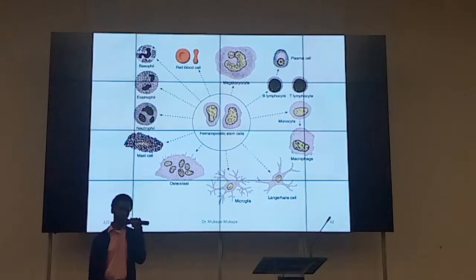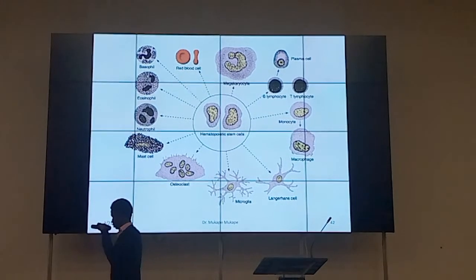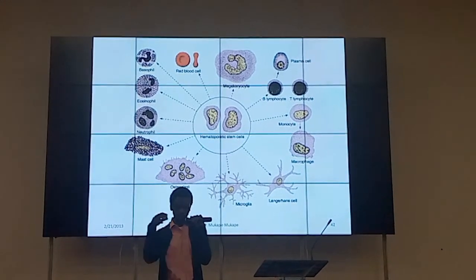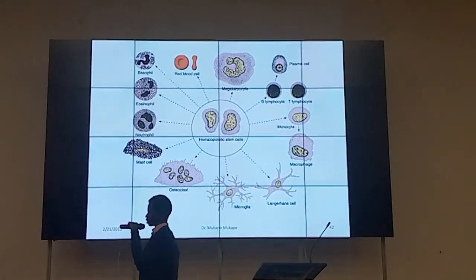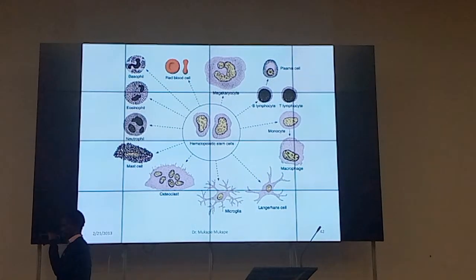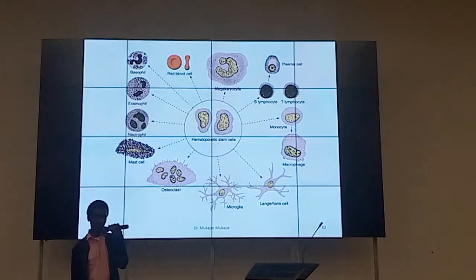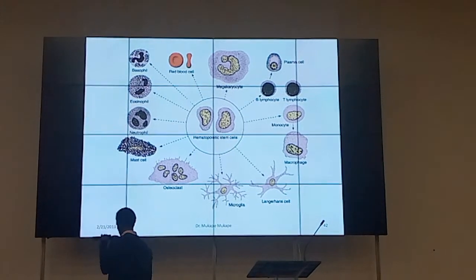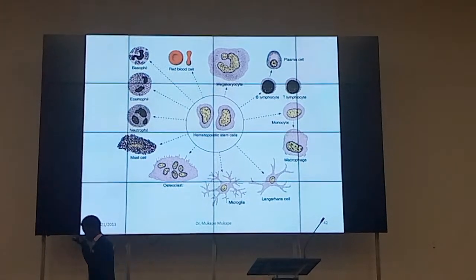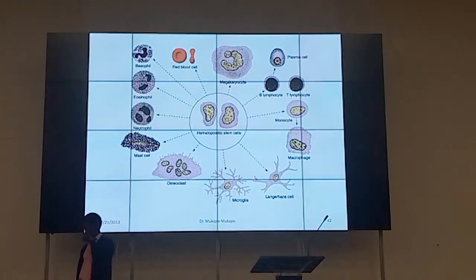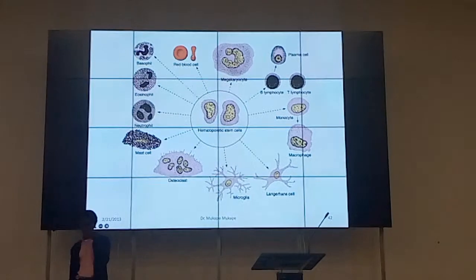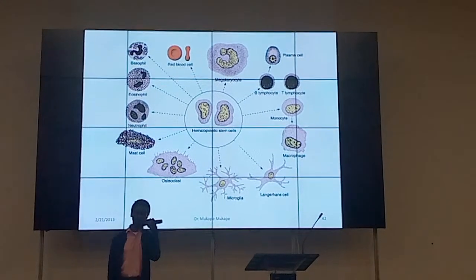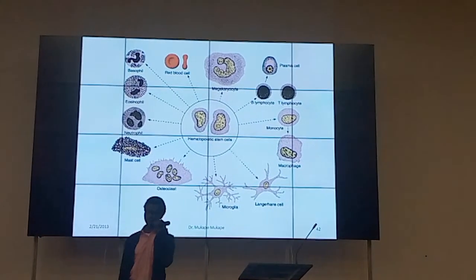When you look at the structure of a mature red blood cell, it doesn't have a nucleus. So they are anucleated cells. Why? Because we want to create more space for hemoglobin. That hemoglobin binds oxygen and transports it throughout the body. So that's the function of a red blood cell. And we can see the disc shape of a red blood cell. We go to thrombocytes, the platelets. What is their function?